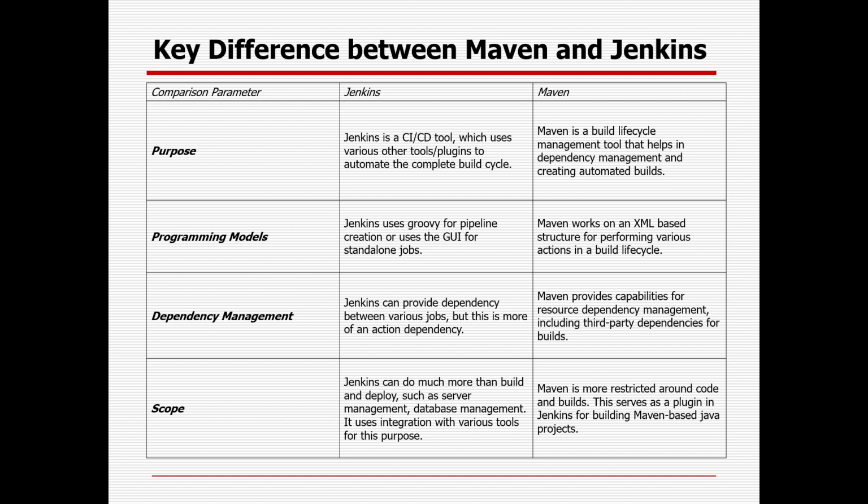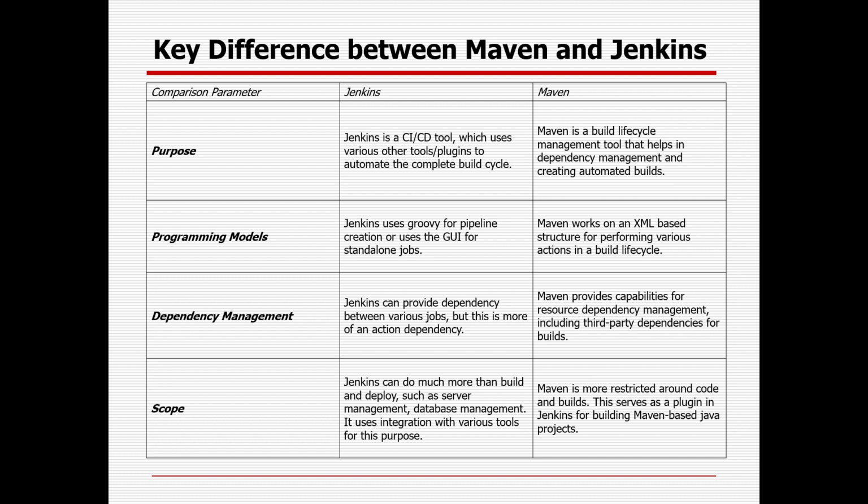Jenkins uses Groovy for pipeline creation, or you can use the GUI for a standalone job, whereas Maven works on an XML-based structure for performing various actions in a build lifecycle. Jenkins can provide dependency between various jobs, but this is more of an action dependency, whereas Maven provides capability for resource dependency management, including third-party dependency for builds.